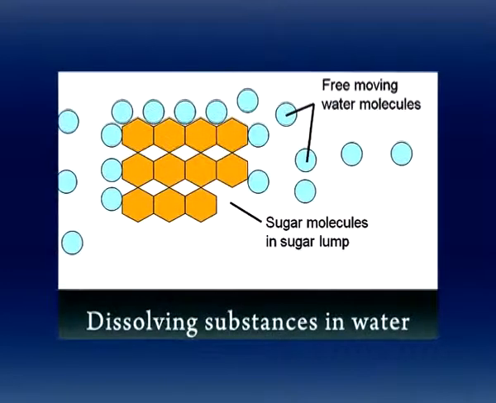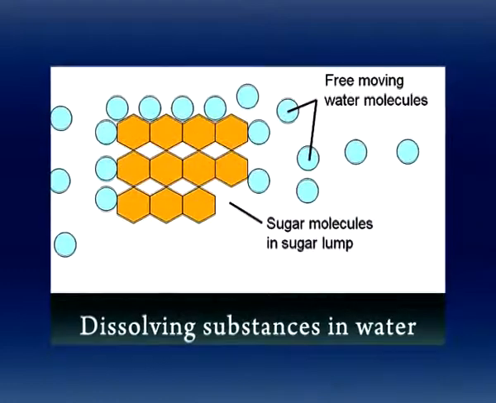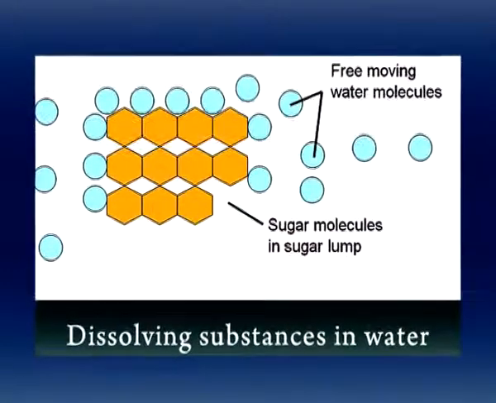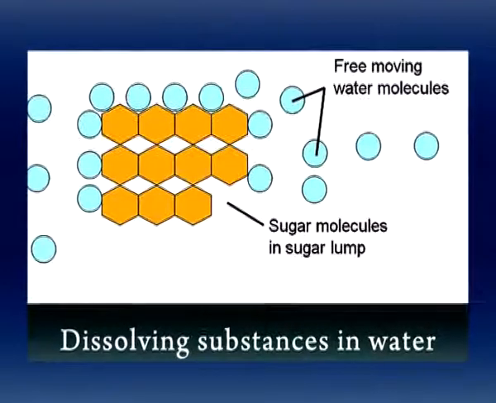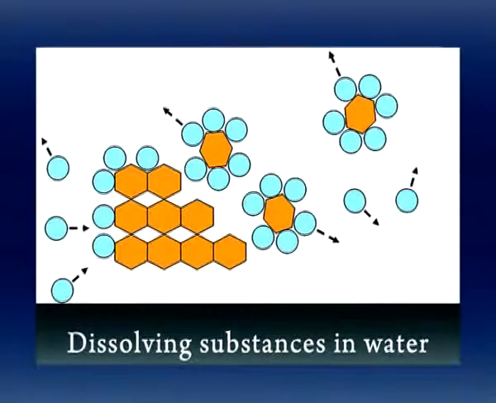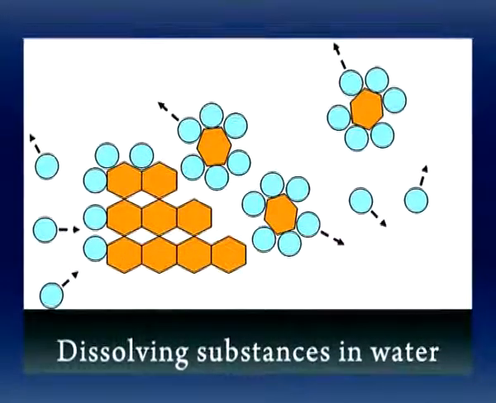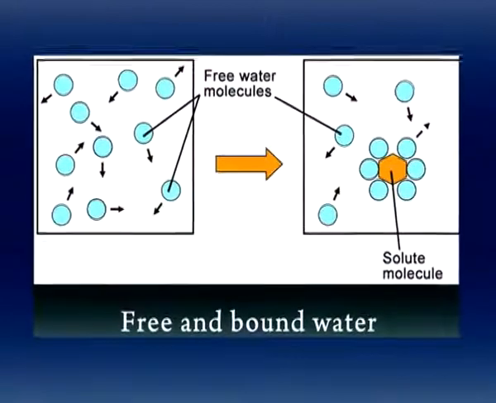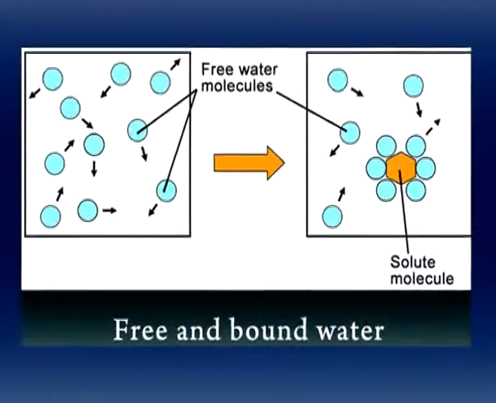Now, when we dissolve a substance in water, the molecules in the liquid are constantly moving. When water molecules bump into particles of a soluble substance, they stick to them. When the water molecules move away, they carry particles of solute with them. Adding a solute to water reduces the amount of free water molecules.